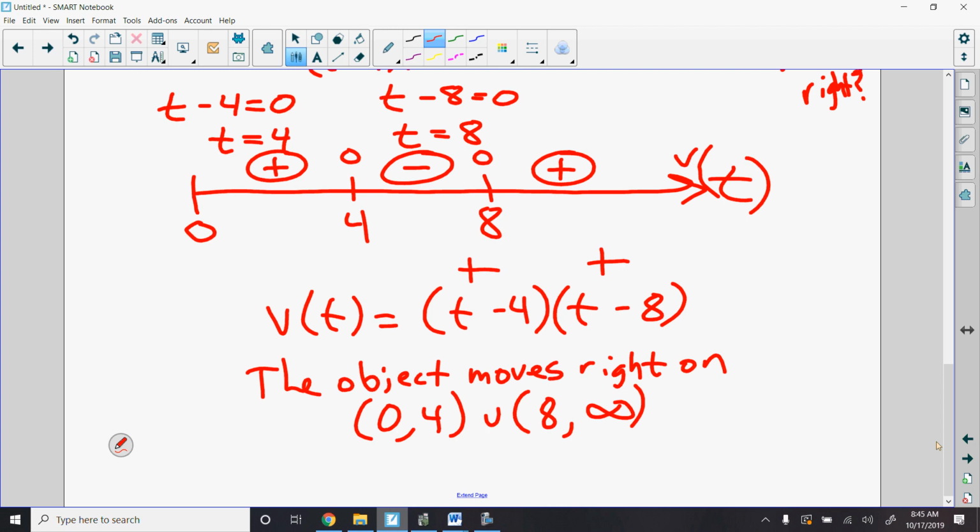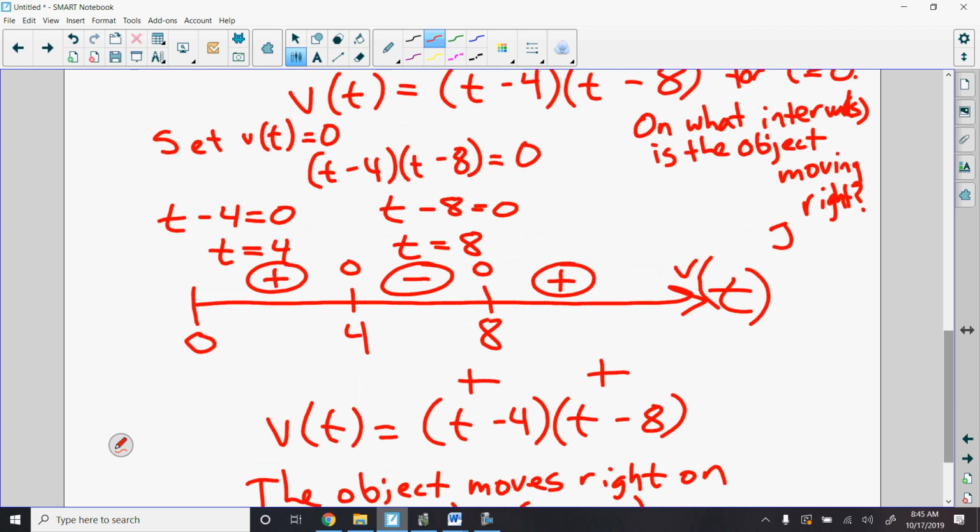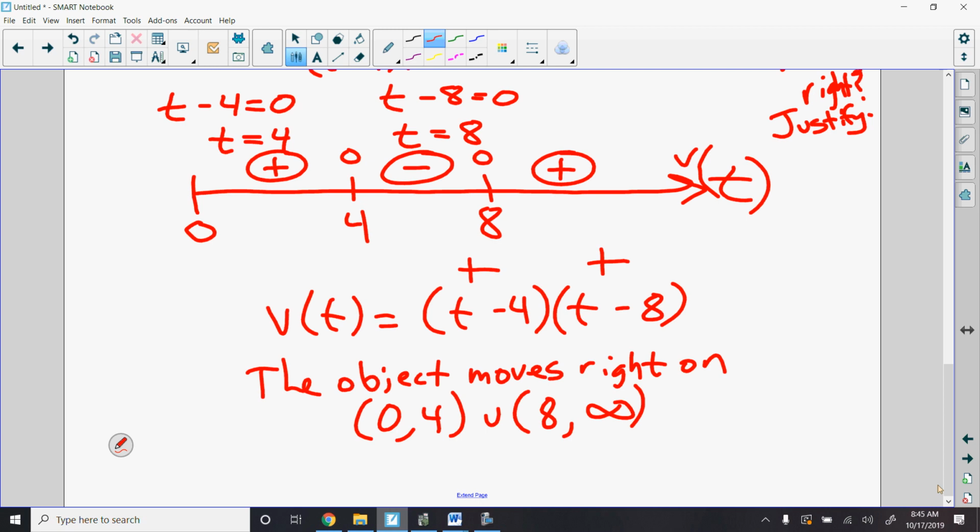This is another time when they will most likely ask you to justify your response. So going back to the question here, we're going to say justify. Our justification is that definition that we know: an object moves right whenever the velocity is positive. But here's a place where students oftentimes don't get specific and can lose the justification point. The most common mistake that people make is they say because that's where it's positive. Don't say that, because they don't know what it is.